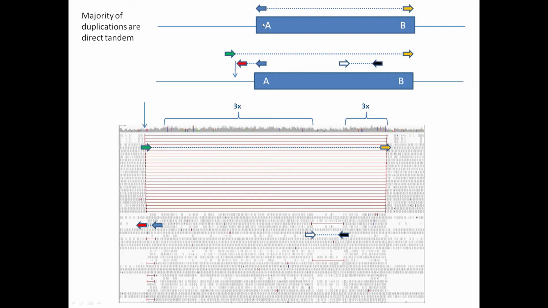The majority of duplications are this direct tandem repeat, where you get read pairs at the edges of the duplicated region that point outwards. But for this one that I've just shown, it was a slightly different pattern. We're getting 3 read pairs with abnormal configurations, which are shown in this schematic, but also in the real data here.